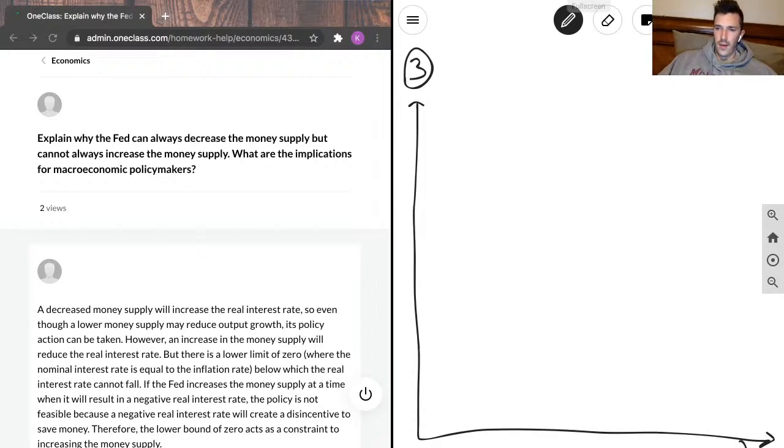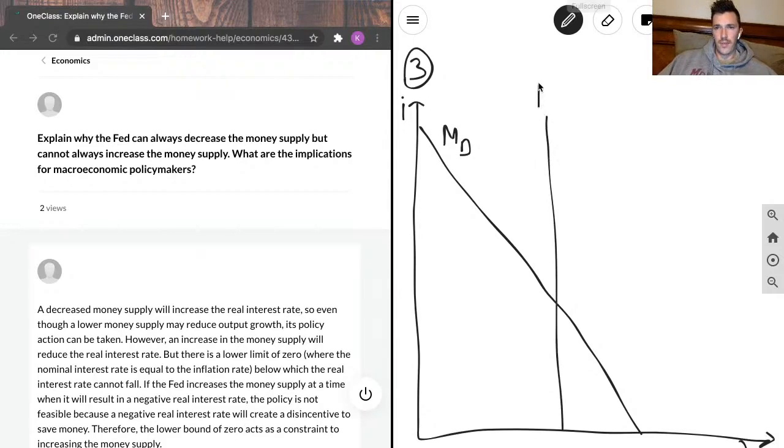So again, bear with me. With the quantity of money on the x-axis, nominal interest rate on the y-axis, we've got, say, a money demand curve and our money supply curve. And of course, we've got our equilibrium interest rate and our equilibrium quantity.